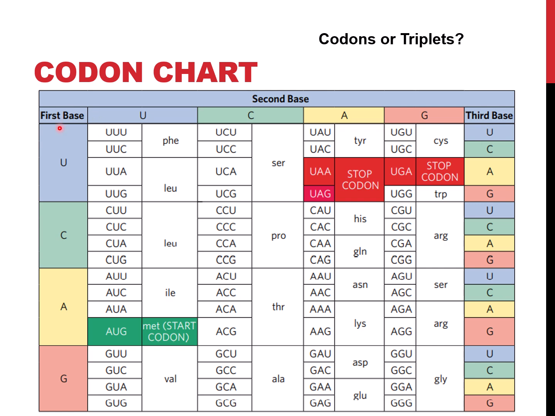All right, so we have the chart here. So you can see there's the first base, the second base, and the third base, and that's how you read it. So say you had CGC as your codon. You can look at C as your first base. Okay, so C's here. Well, it has to be within this box.